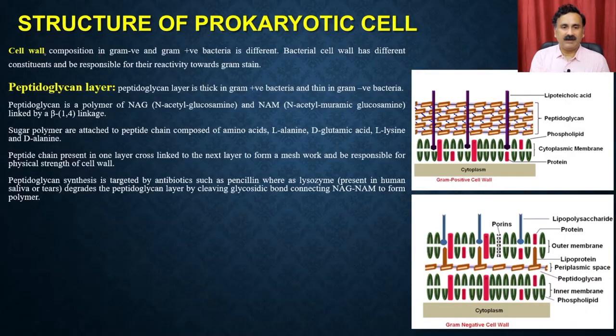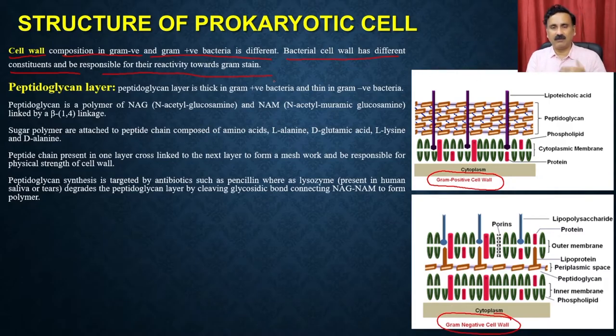Then we have the cell wall. The cell wall composition in gram negative and gram positive bacteria is different. The cell wall has different constituents, which are responsible for their reactivity towards the gram stain. So we have two different types of bacteria: one is called gram positive bacteria and the other is called gram negative bacteria. Both will have different cell wall compositions, and because of that they respond differentially to one of the classical stains, which is called the gram stain.